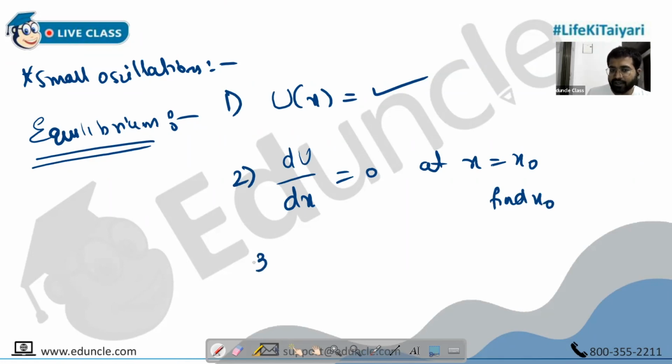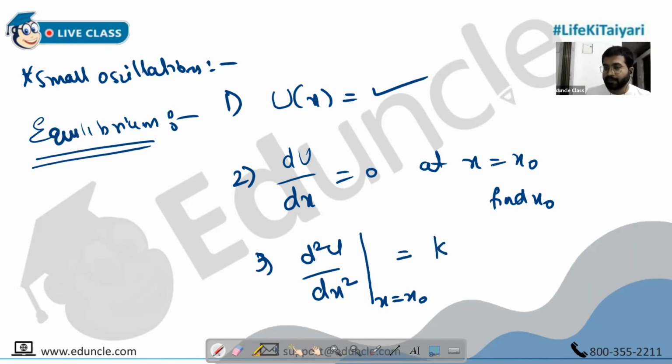Once x naught is found out, then you find d square u upon dx square. You find the value of this, and then you evaluate it at x equals to x naught. Basically, after finding this, you substitute x equals to x naught, and the value that you get is known as k, people. Why it is known as k, there is a good derivation for this.